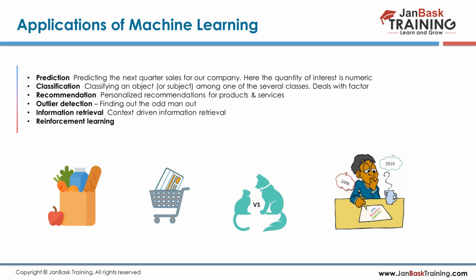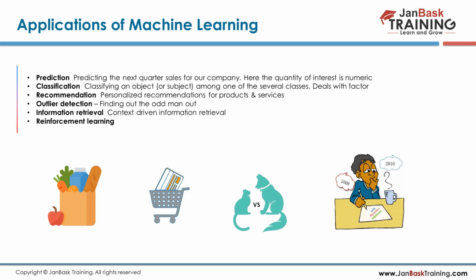Then the machine finds there is some anomaly. Immediately your transaction will be stopped. You will get a call from the bank asking whether the person doing this transaction is you or not. This kind of thing you can do with outlier detection or anomaly detection. Anomaly means something different from your current behavior, from what you were doing.